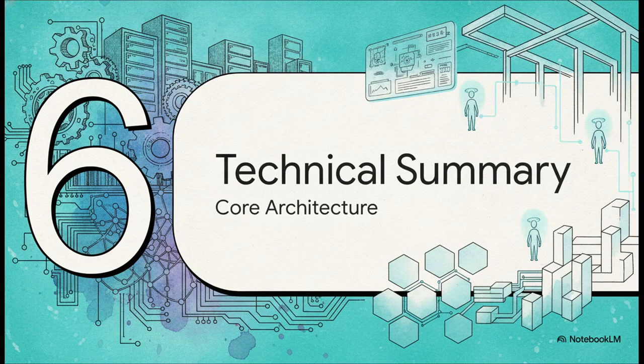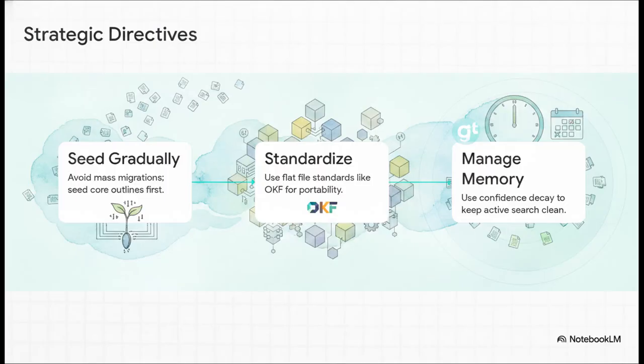And finally, Section 6, Technical Summary. If you are planning on deploying agentic knowledge layers, the research highlights 3 absolute must-follow strategic directives. First, avoid the migration fantasy. Seriously, do not just dump thousands of unread PDFs into a new system. Seed the wiki gradually to let the model build a structurally sound conceptual graph.